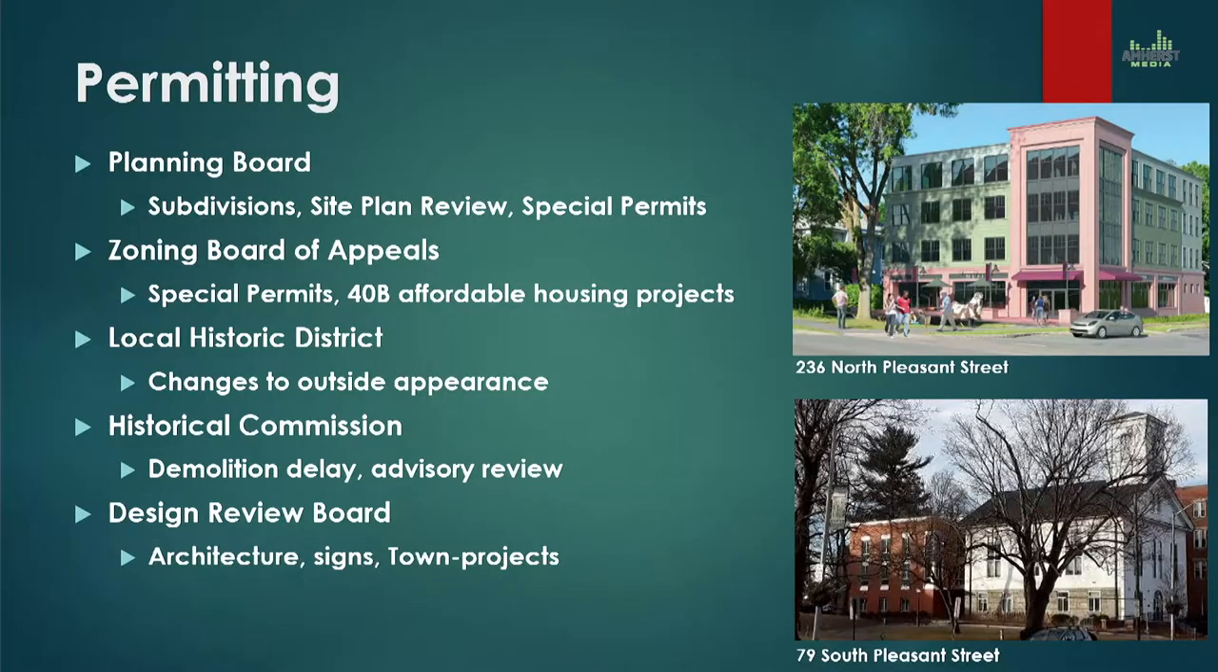A lot of what we do in the planning department is supporting boards and committees that are involved in permitting. So the Planning Board and the Zoning Board of Appeals are the primary permitting bodies in Amherst for land use permitting. When someone wants to develop a property or change a piece of property or a building in town, they usually have to go to either the Zoning Board of Appeals or the Planning Board for a permit.